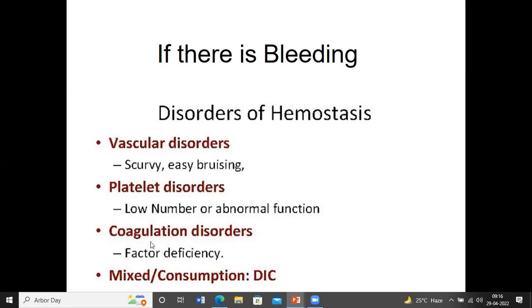There can also be coagulation disorders like hemophilias and vitamin K deficiency, and there can be consumption coagulopathy resulting from DIC. So there can be a problem at any stage or any step of this.